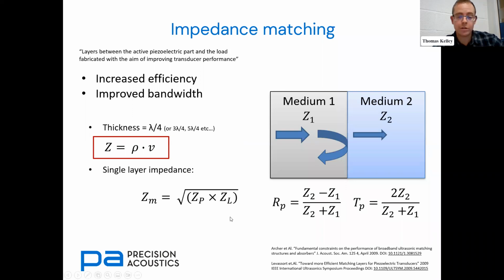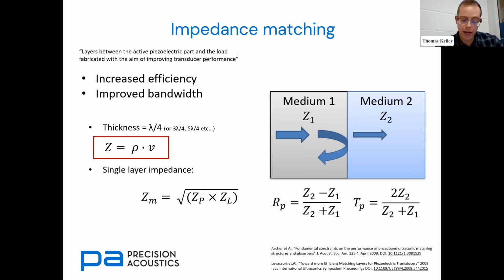So material science plays a fairly key role in the choice of matching layer. Obviously, you need to have an impedance as close to the target impedance as possible, but you'll also need to consider how you're actually going to achieve the fabrication of it.